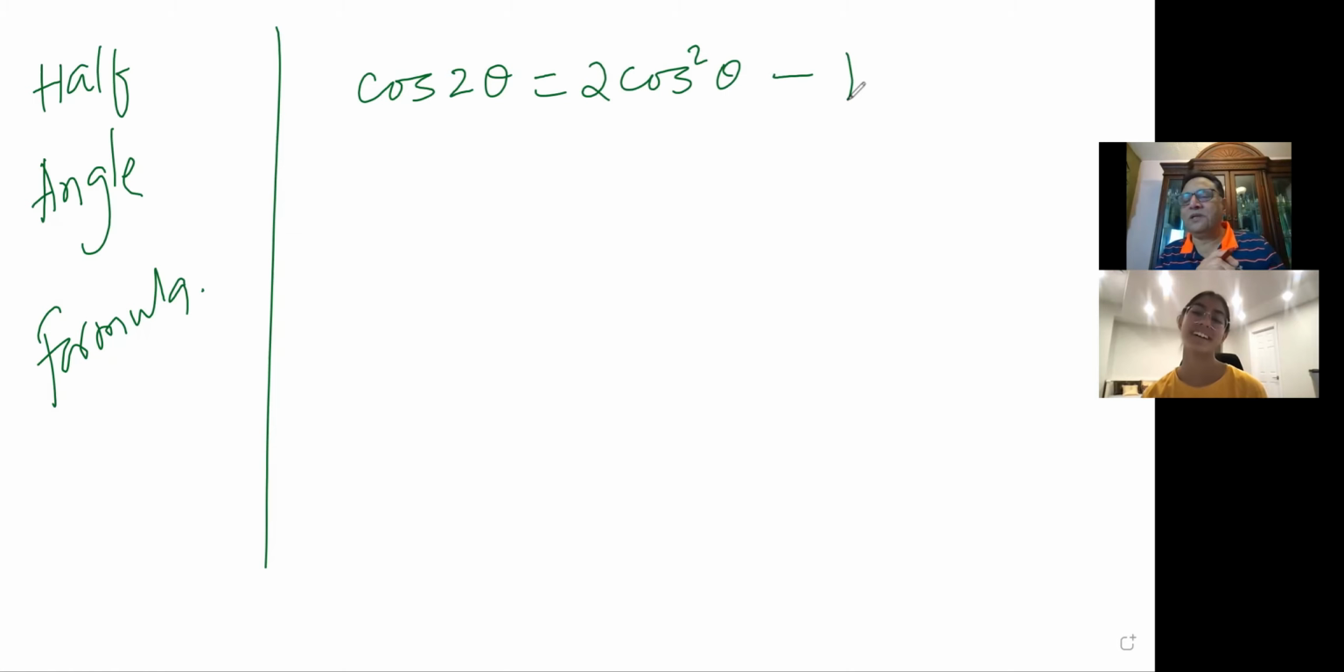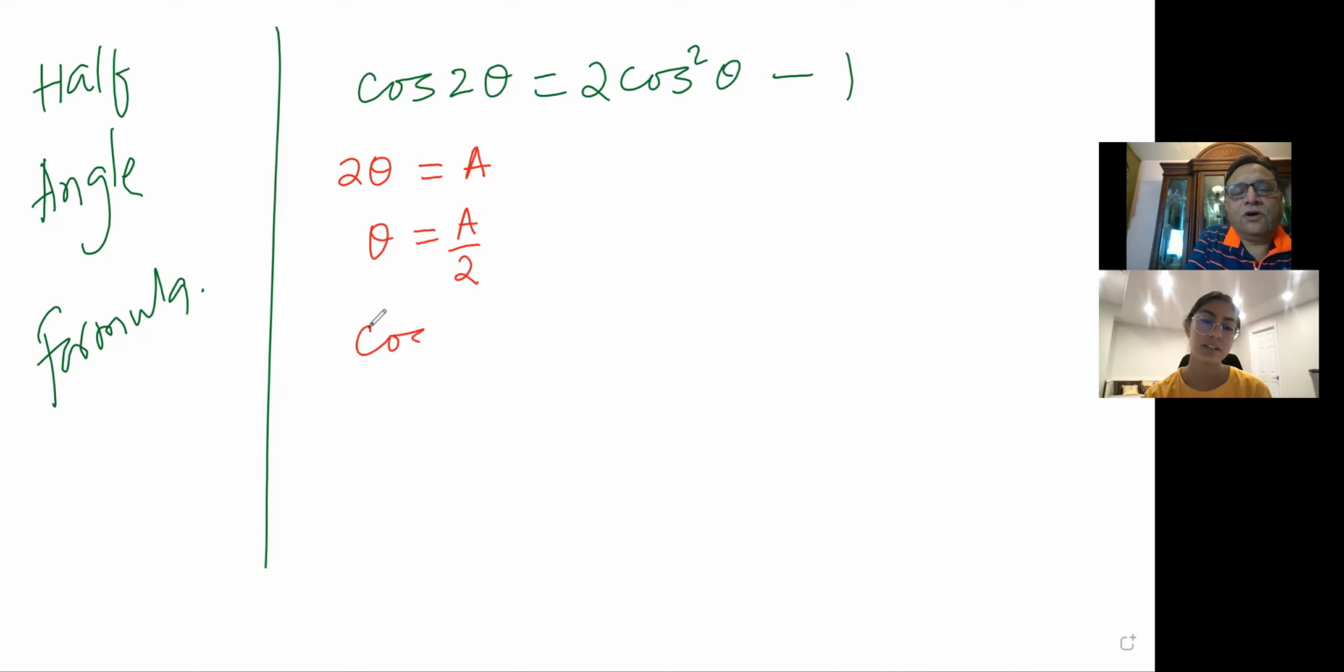Oh, the beauty of this formula, we'll just see. I've written here half angle. That means if I want half the angle, let me do a substitution. Let's say 2 theta equals A. Then theta equals A by 2, correct? Let me replace. So we get cos of 2 theta is cos A, which equals 2 cos squared A by 2 minus 1. So let me rearrange.